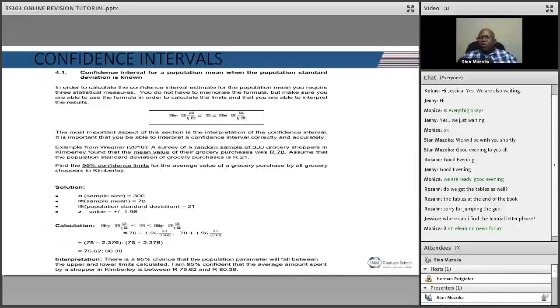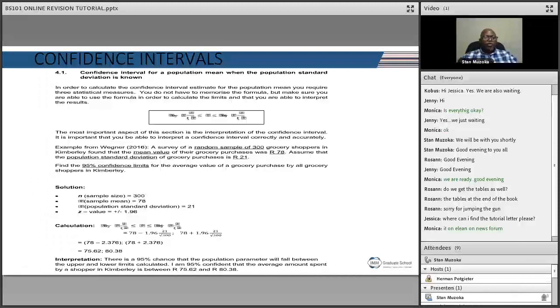Oh, no. Who was saying? Oh, that's Roseanne. Roseanne was saying, will I get the tables at the back? No, you won't get the tables at the back because you will be given those values that you need to look for in those tables at the back. And these will be given to you as critical values.